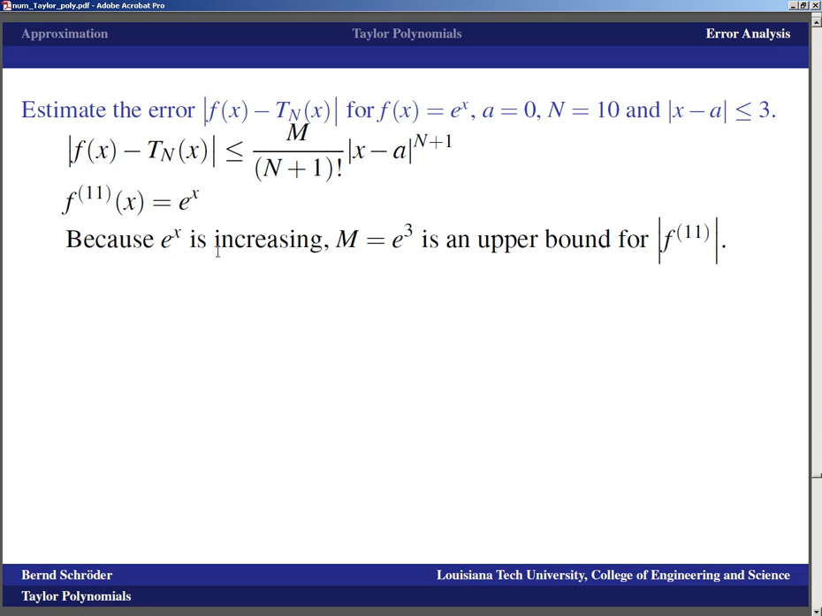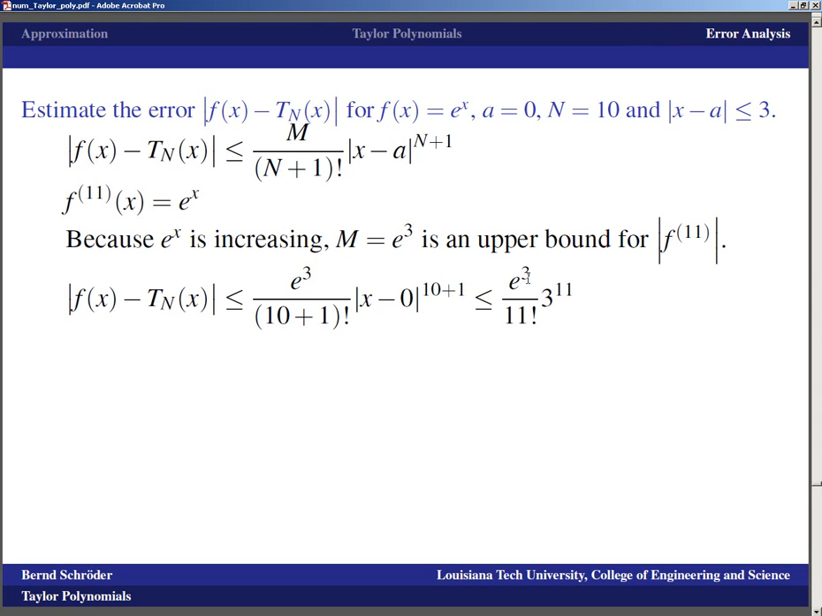And because the exponential function is increasing on the interval where absolute value of x is smaller or equal than 3, that would be the interval from -3 to 3, e to the x is increasing, so M really is just e to the 3. That's an upper bound for the 11th order derivative of e to the x on [-3, 3]. That means that now the difference is smaller or equal than e cubed divided by 10 plus 1 factorial times absolute value of x minus 0 to the 10 plus first, which would be e cubed divided by 11 factorial times 3 to the 11th, and that is not something that you compute by hand.